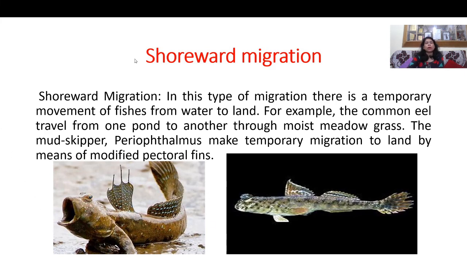Shoreward migration is the type of migration where there is a temporary movement of fishes from water to land. For example, the common eel travels from one pond to another through moist meadow grass, or you can say muddy areas. The mudskipper can also move to land in muddy areas and make temporary migration to land by means of modified pectoral fins. Here you can see the pectoral fins of the mudskipper. These are the modified pectoral fins of the mudskipper.